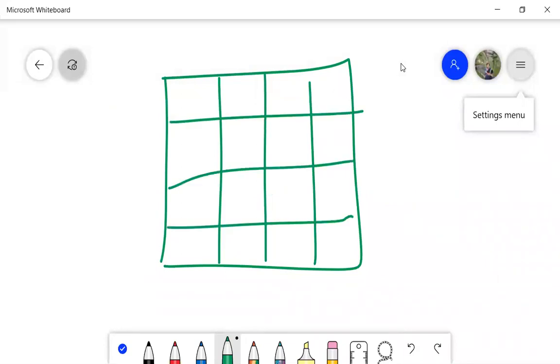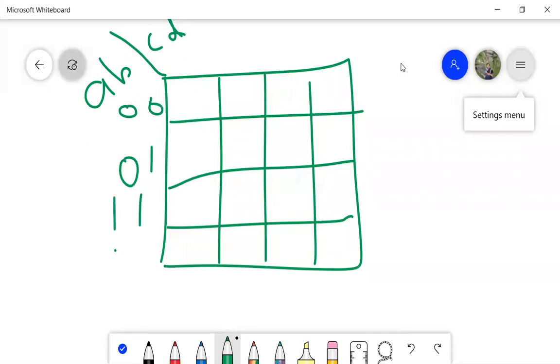Now what are the variables I have? A, B on the x-axis, C and D on the y-axis. How will I name the K-map? 0 0, 0 1, 1 1, 1 0. How will I name it on the other side? 0 0, 0 1, 1 1, 1 0.